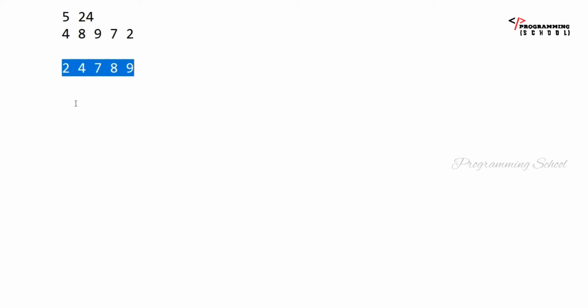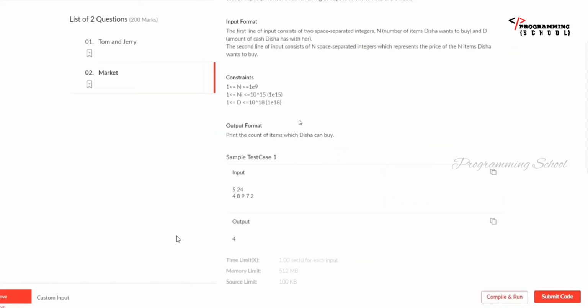Now she wants to buy this one. This is not possible. Why? Because that is greater than 24. She has only 3 rupees left at this position, right? That's why we cannot buy this one. That's why the output is going to be 4 only. Okay, that is clear, I think.